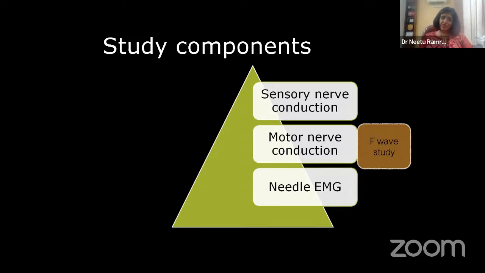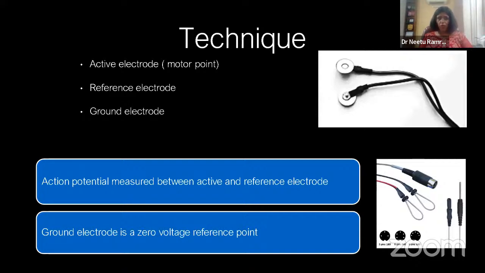One is the sensory nerve conduction, the motor nerve conduction, the F-wave study, which is the proximal root study, and the needle EMG. So what is the equipment which we use for the study? We have three kinds of electrodes: the active electrode, the reference electrode, and the ground electrode. These electrodes also come in different shapes and sizes. They can be ring electrodes and they can be bar electrodes.